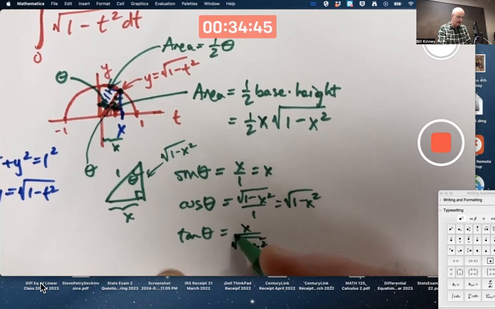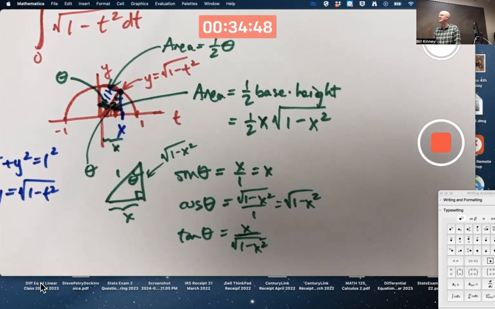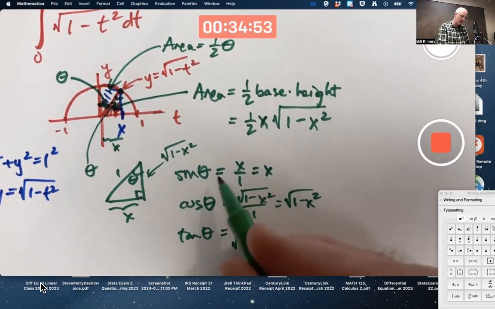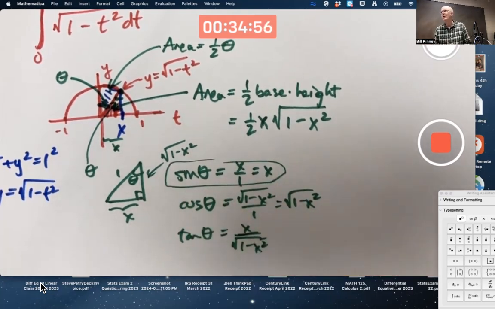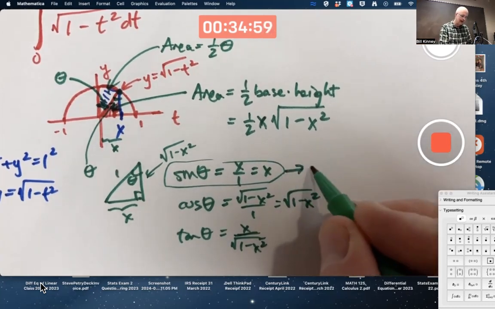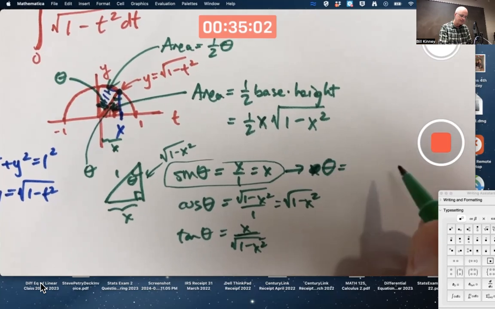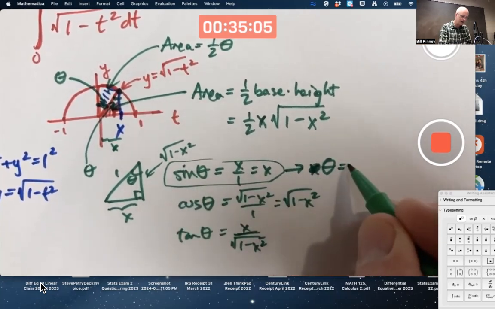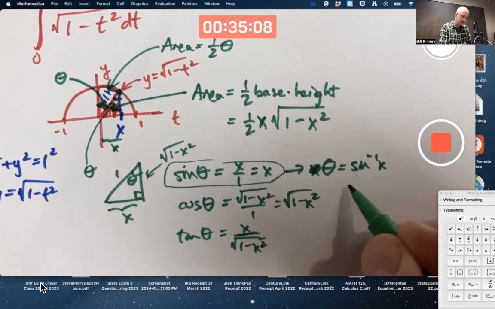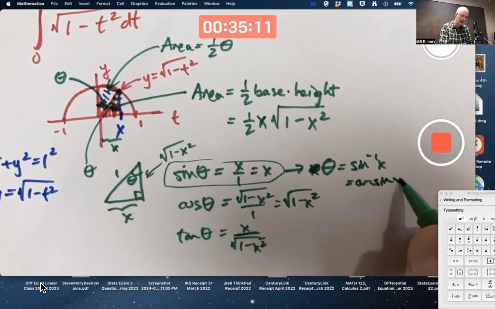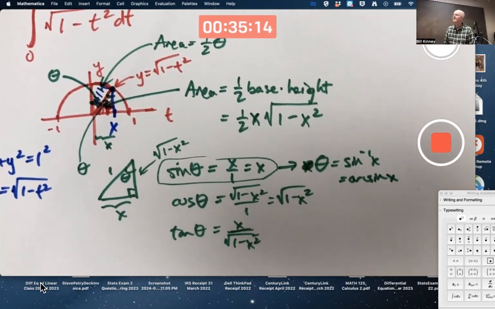Now, any one of these equations could be solved for theta by using inverse trig functions. But the simplest one to do it with is this one. So do it with the simplest. Theta will be inverse sine of x. You could also write arc sine of x. Either way is okay. They are both the same function. I think arc sine is the older notation. Inverse sine is the newer notation. If my math history is correct, which I think it is.